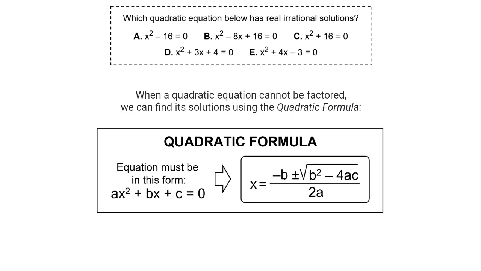When a quadratic equation can't be factored, you can use a special formula called the quadratic formula to get the solutions. Now you have to make sure that it's in the form ax squared plus bx plus c equals 0, where a is the number that's with the x squared, b is the coefficient or the number that's with the x, and c is the constant or the number that's on its own. And the formula is x equals -b plus or minus the square root of b squared minus 4ac, all over 2a.